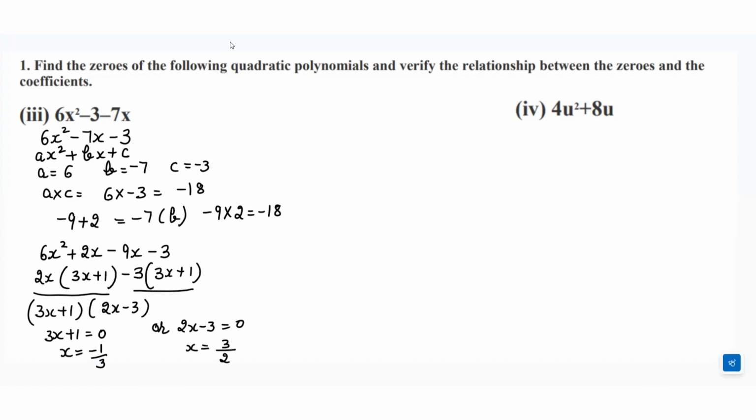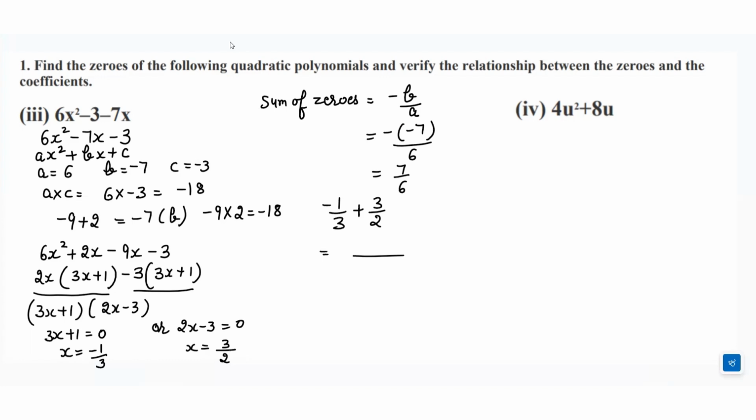So let's find out now the sum of zeros, which is equal to minus b over a. The value of b is negative 7 and the value of a is 6. We'll get here 7 over 6. Similarly, if I try with minus 1 by 3 plus 3 by 2, we have to solve the fractions. So the LCM is 6. I will multiply the first term with 2 and the second term with 3. So I will get here minus 2 plus 9 over 6, which when I solve, I will get 7 over 6. So I'm getting the same answer.